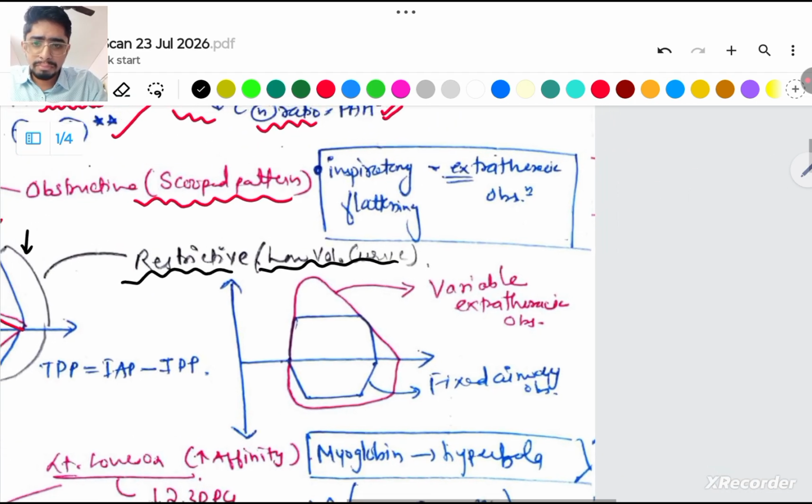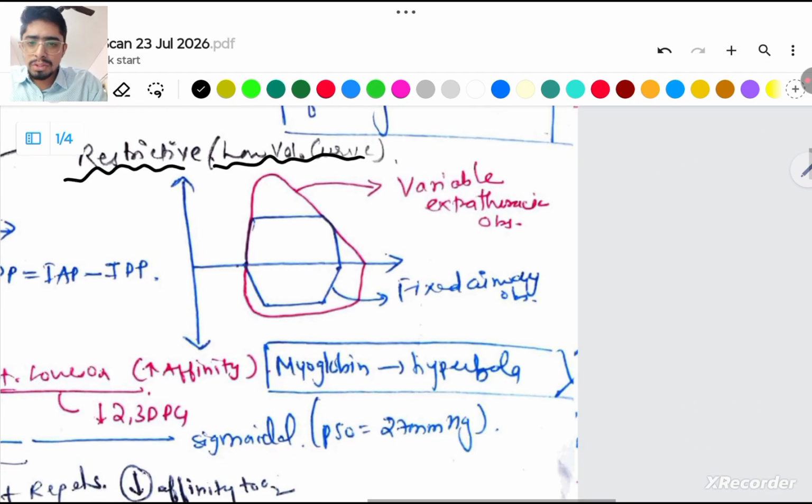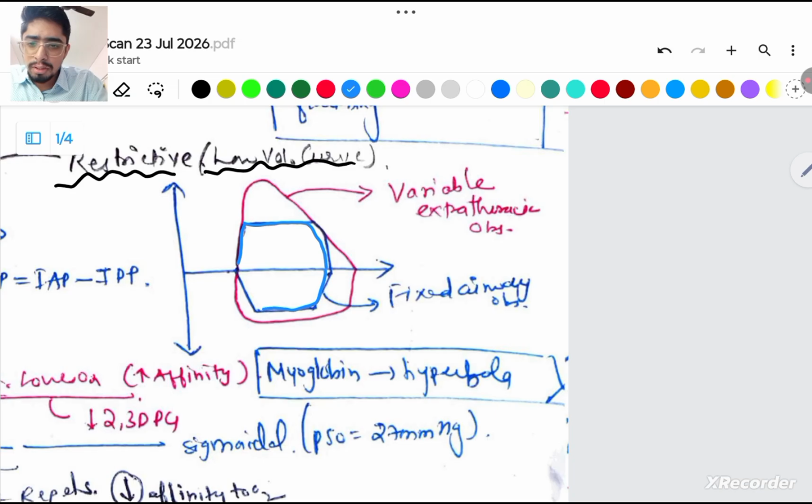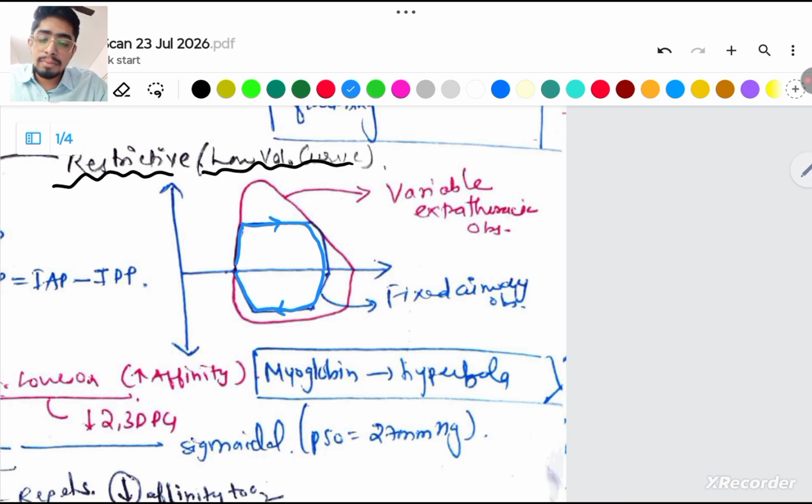Now this is a question that was asked. In this graph, you see the normal or fixed airway obstruction. This is the fixed airway obstruction graph. This is your expiration and this is your inspiration graph, in fixed airway obstruction.